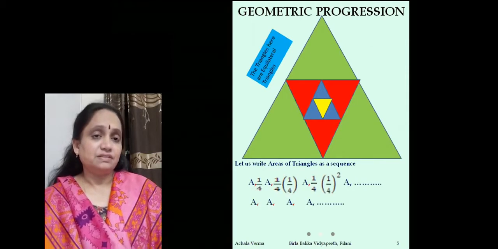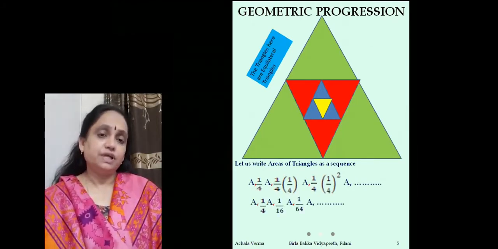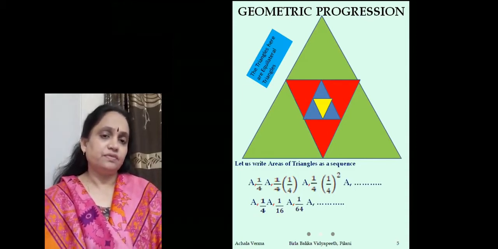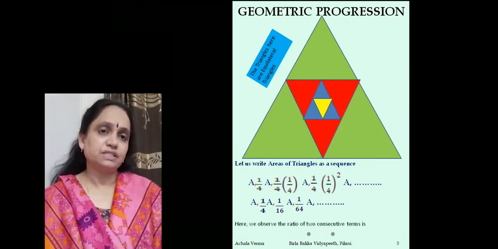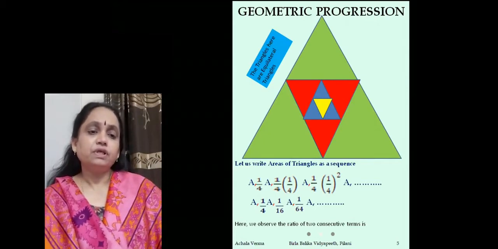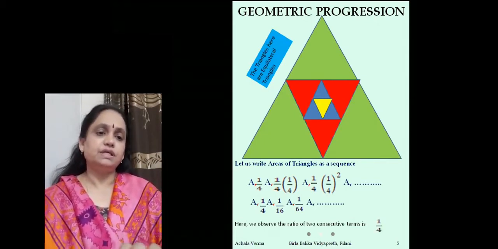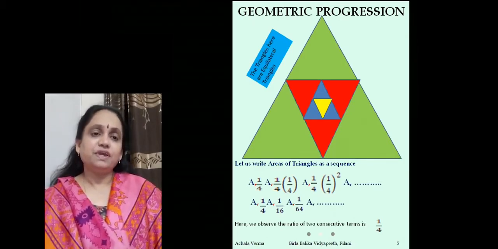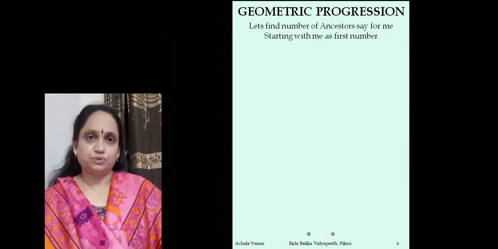What is the pattern that we are getting with the sequence of areas of these triangles? The first term is A, the second 1/4A, the third 1/16A, and the fourth 1/64A. You can see again the ratio of two consecutive terms is equal to 1/4. Isn't it very interesting? Let us look at another situation.